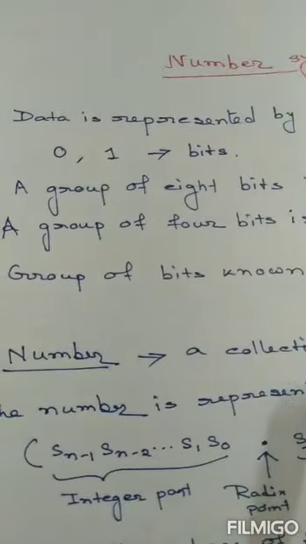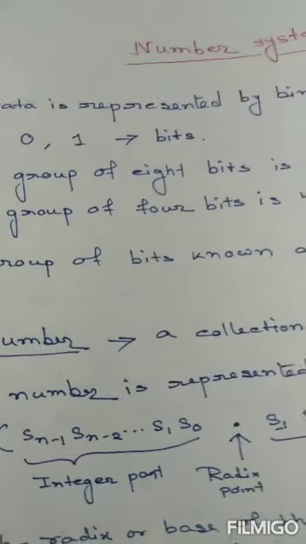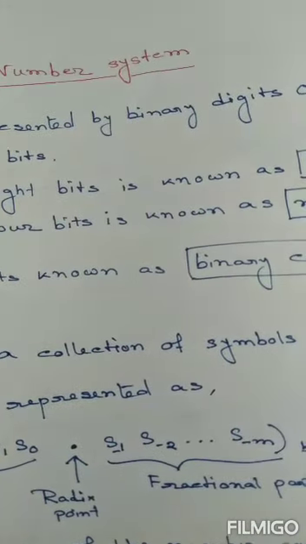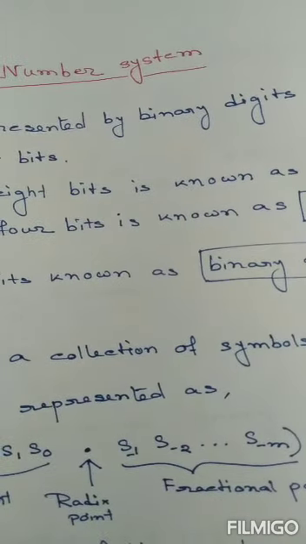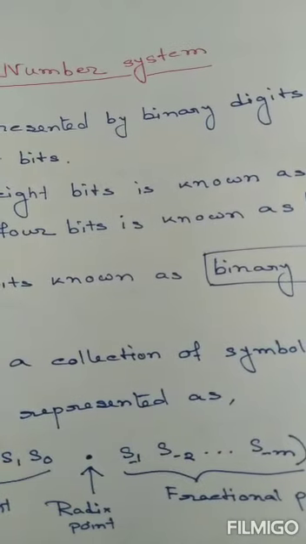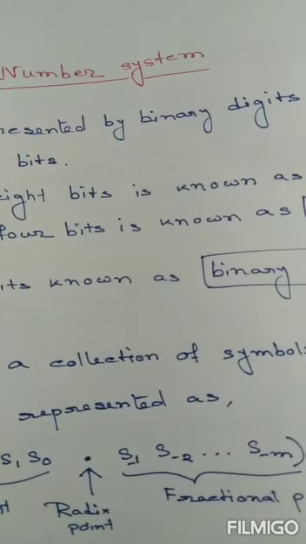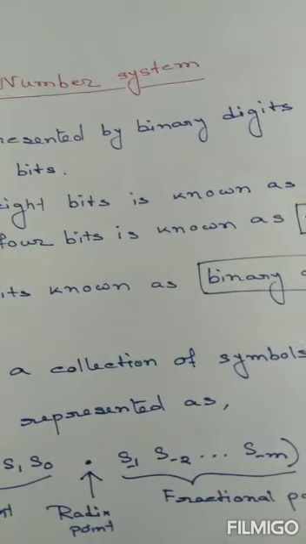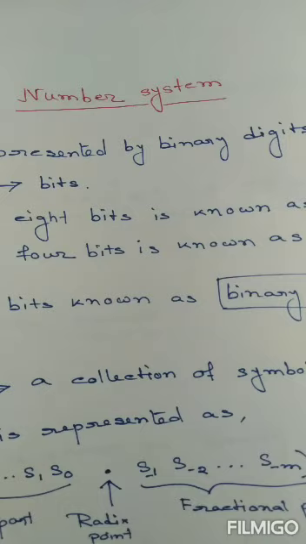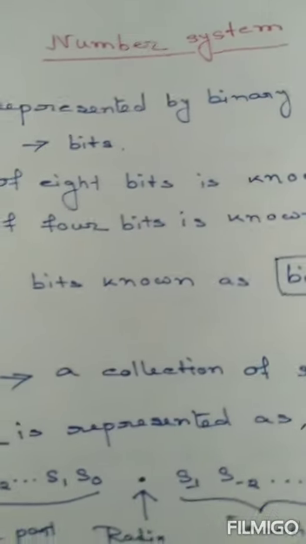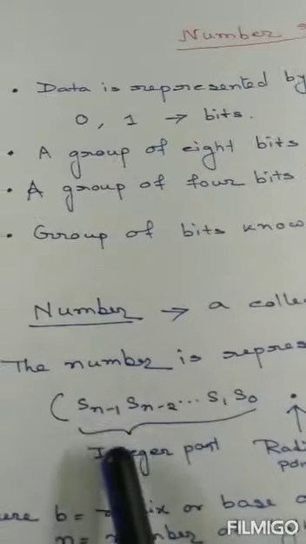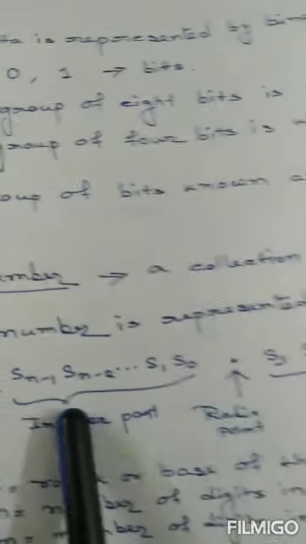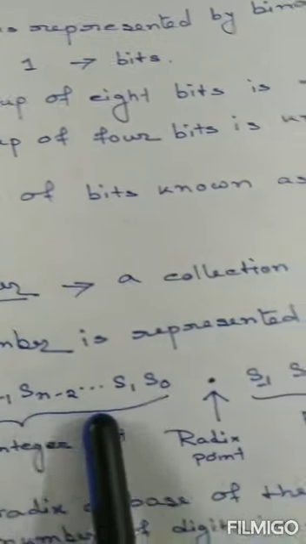Now, come to the number system. What is a number system? Basically, a number is a collection of symbols. Each symbol's value is a function of the type of the system and its position. Number systems are positional because the value of a symbol depends upon its position. So, how can we represent a number? Look at this representation first.